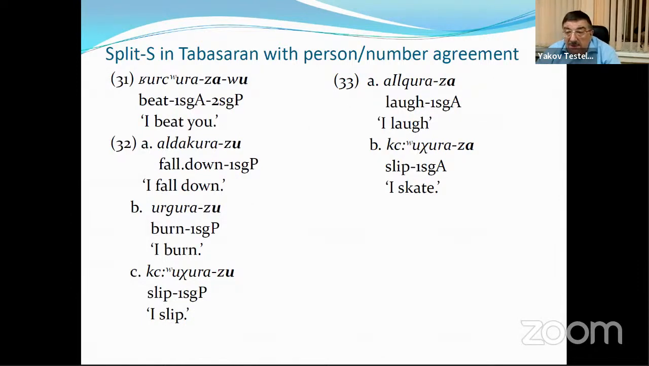On the other hand, Alkuraza, I love, which is active, it's Za. Ksuhuraza, I skate, the same verb as slip, Ksuhura, but in this case, it's Za, I skate, I sleep deliberately.